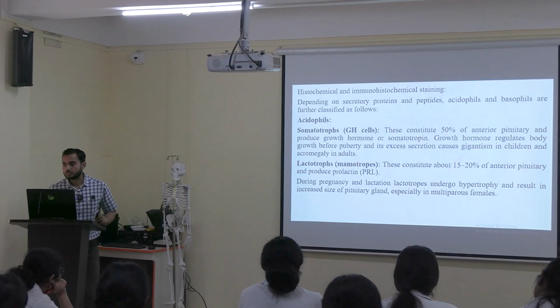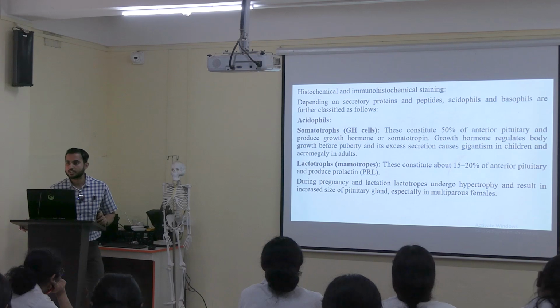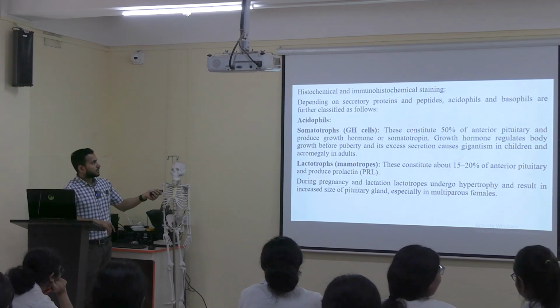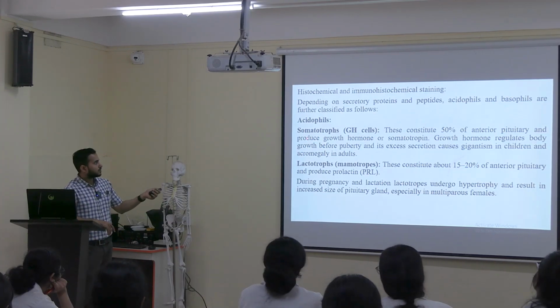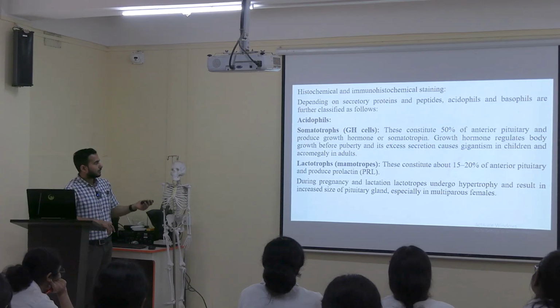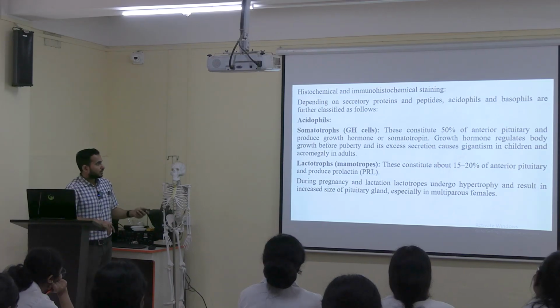Somatotropes, what is the function? To secrete somatotrophin hormone. What is the function of somatotrophin hormone? It is also called growth hormone. Okay, you know that, you have studied. So this constitutes 50% of the anterior pituitary and produces growth hormone, also called somatotrophin. Now what is the function? Regulates the growth before the puberty.